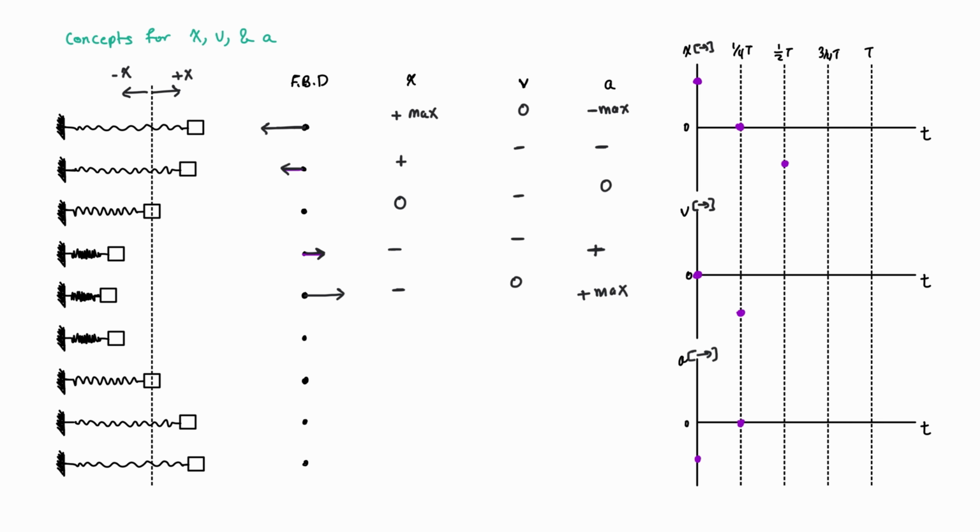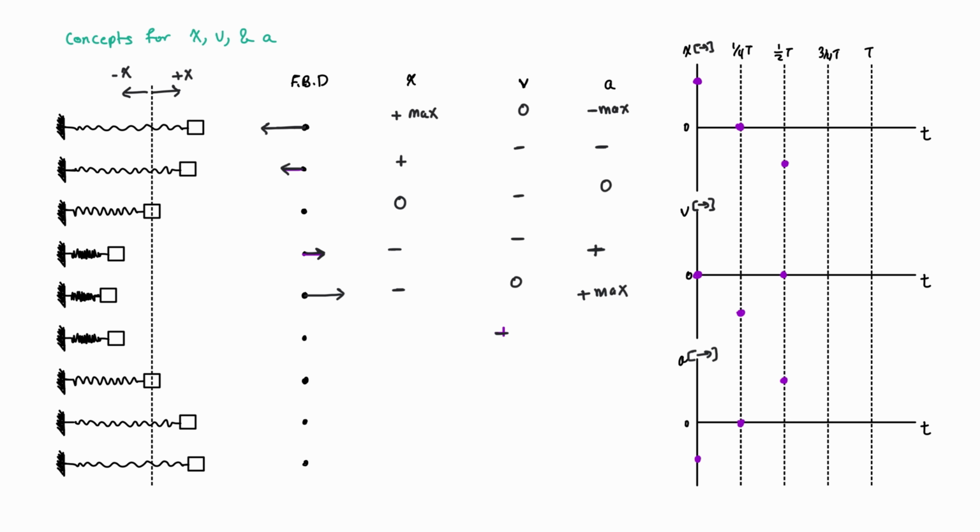We've got velocity, which at the end position is now 0, and acceleration is max in the positive direction, or in the direction to the right. Now the object is at rest over here, but there's a force acting to the right, meaning it's going to start moving to the right. It's not going to be super fast yet, but it's going to have a positive velocity.